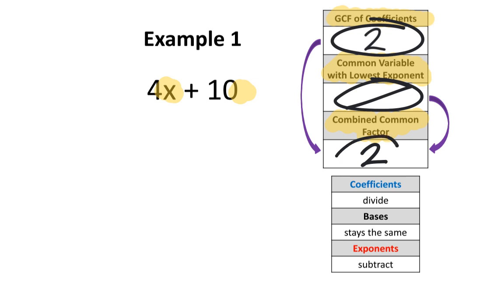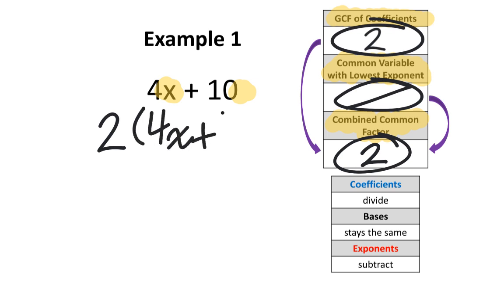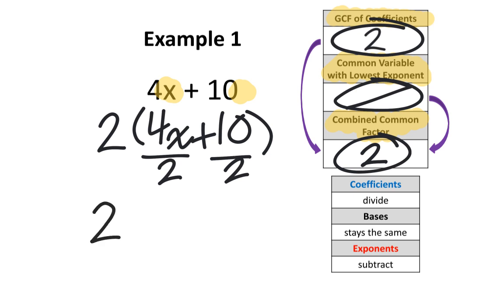We're going to take this combined common factor and place it right over here. You want to put the original expression in brackets. You're then going to divide everything in that original expression by your combined common factor, which was 2. This 2 in front of the bracket is going to stay exactly the same. We now want to use our quotient rule for everything inside the brackets.